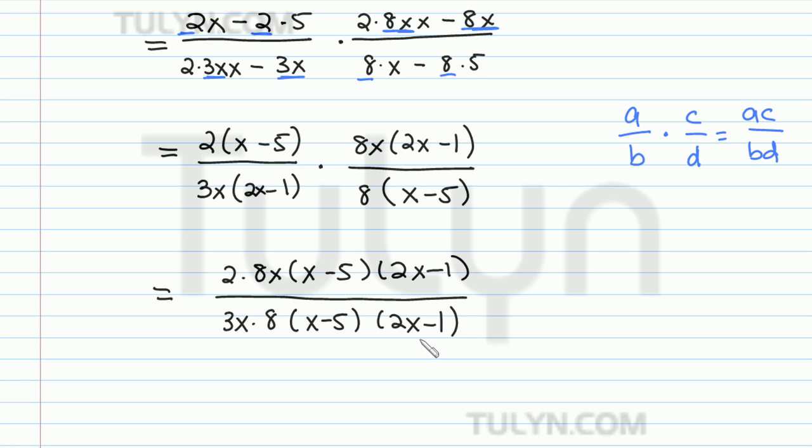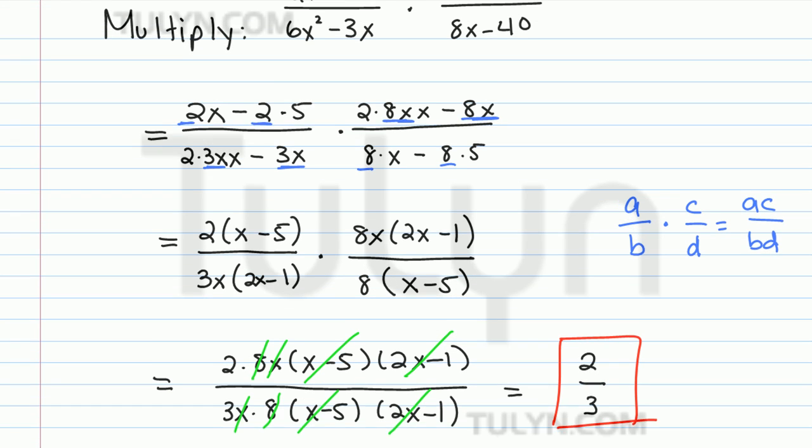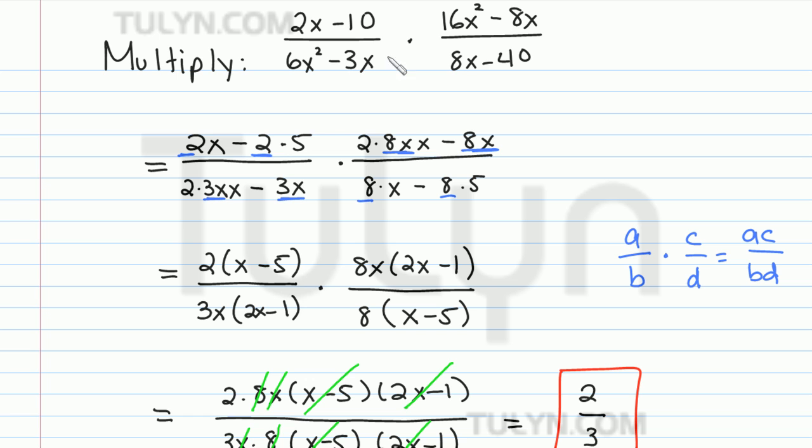Now we take a look to see what we can reduce. There's a 2x minus 1 in the numerator and the denominator. Those cancel out. There's an x minus 5 in the numerator and the denominator. There's an x in the numerator and the denominator. And finally, there's an 8. So we've reduced a lot, right? What's left? 2 in the numerator and then 3 in the denominator. And since there's nothing more to do, this simple fraction is the solution to this expression.